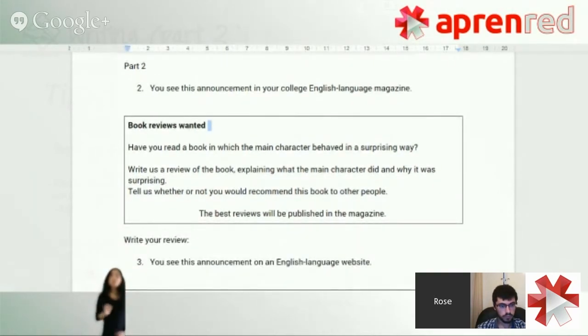You see this announcement in your college English language magazine. What is that? That is an introduction to the story, because they're making a whole story about this writing. Okay? The first one is book reviews wanted. They want a review. What is a review?